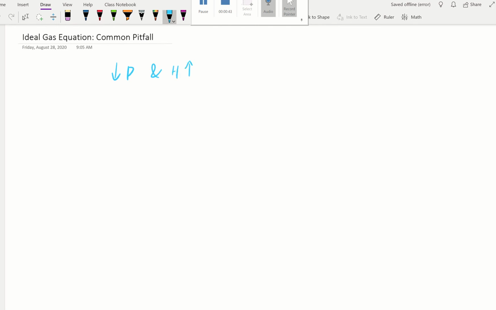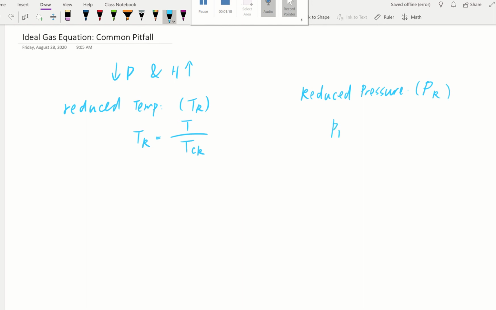And in terms of how low of a pressure and how high of a temperature, we use a concept called the reduced temperature, which has the symbol T_R. T_R is defined as the given temperature divided by the critical temperature. The same concept applies to the reduced pressure, P_R, which is the given pressure divided by the critical pressure.